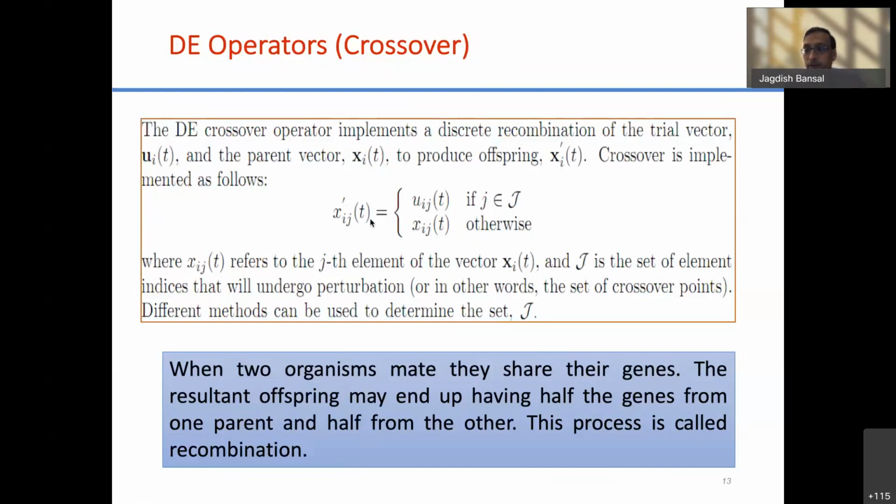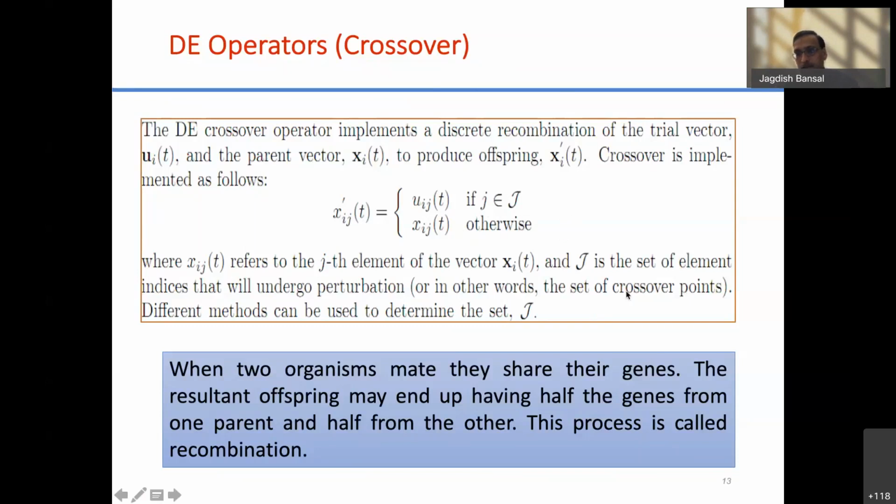So in the crossover operator, we are going to generate a child, and this child is going to take some genes from the father and some genes from the mother. Father is the parent vector X and the mother is the trial vector U, which is generated in the mutation operator. Now this child is taking the jth gene. Jth gene means a solution is represented as x1, and if it is a two-dimensional solution, then x1 comma x2. So x1 is the first dimension, x2 is the second dimension. This jth dimension, jth gene, is selected from the mother if this j belongs to this capital J. This capital J is known as the set of crossover points.